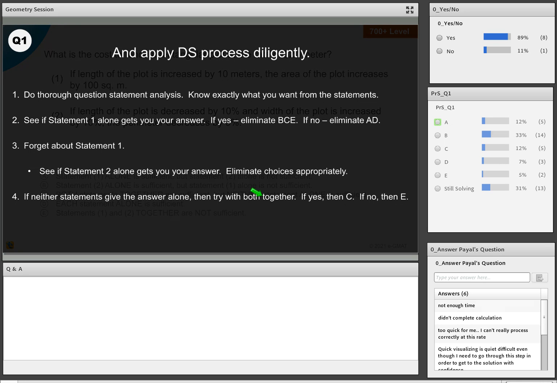For that, do a thorough question statement analysis. Very, very important. Know exactly what you want from the statement. Before you even take a look at the individual statements, you need to do a detailed question statement analysis. Then you look at whether statement 1 alone gets you your answer. If yes, then you eliminate choices B, C, and E. If no, then you eliminate choices A and D. How many of you are comfortable with this process that you see here? Then forget about statement 1 and see if statement 2 alone gets your answer, and then eliminate choices appropriately.